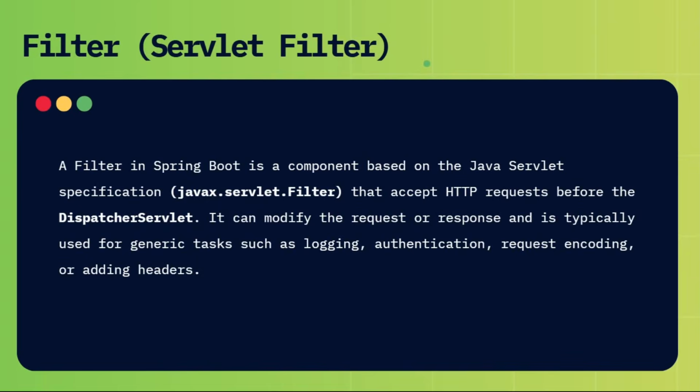Let's understand a filter with a real-life example. Imagine you're entering an airport. Before you get to your gate or the boarding area, which in our case is the controller, you must go through security checks. The airport security verifies your ID, checks your bags, and ensures everything is safe. That's exactly what a filter does in a Spring Boot application. It acts as that security checkpoint, sitting right at the entrance of your app.